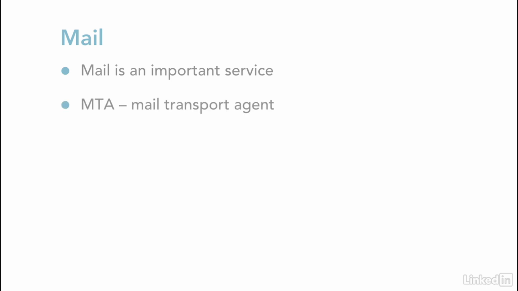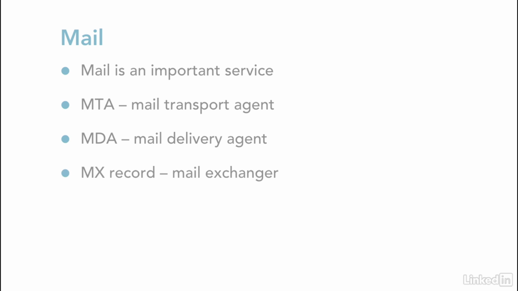A mail transport agent, or MTA, accepts mail messages from users, programs, or servers and clients, and sends the messages to the correct mail servers. A mail delivery agent, or MDA, makes mail messages on those servers accessible to users via the IMAP or POP3 protocols. And an MX record on our name server points mail agents and clients to the correct server.